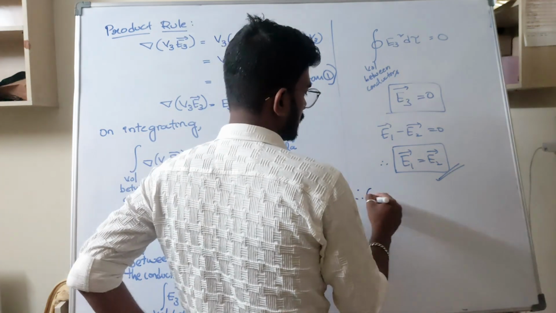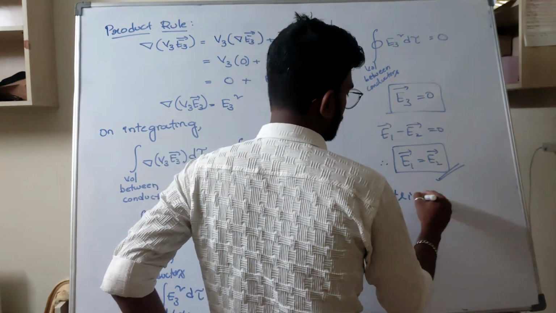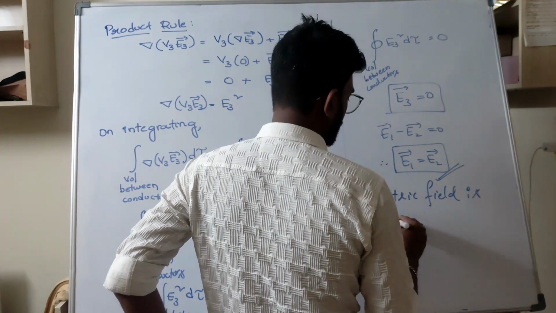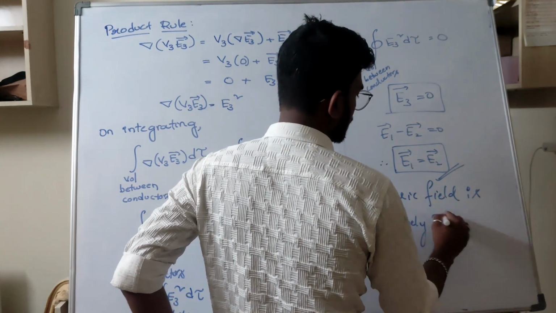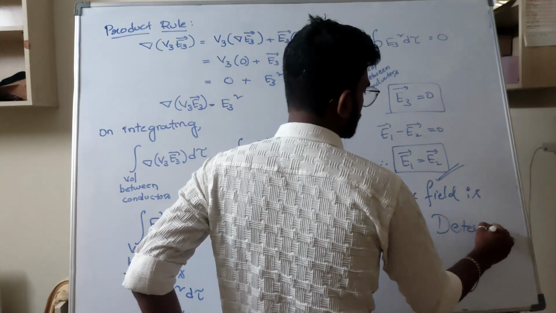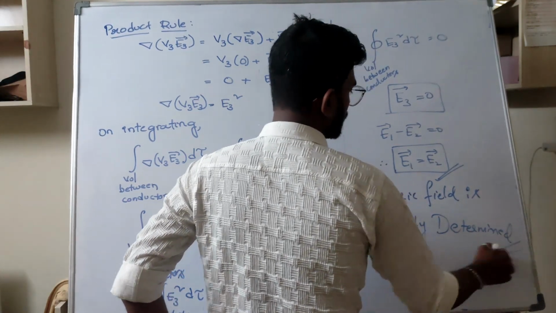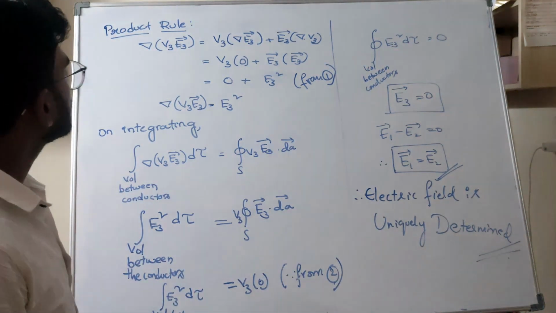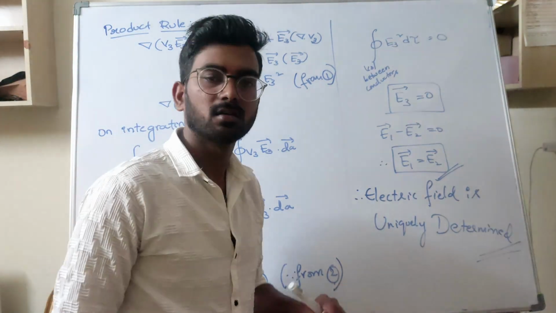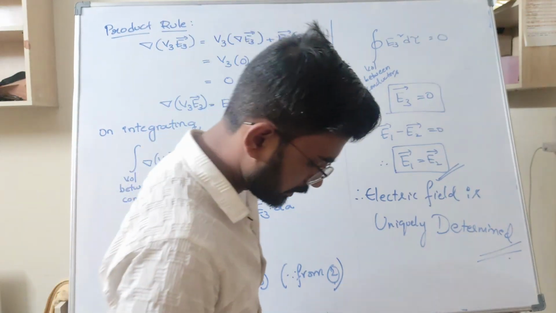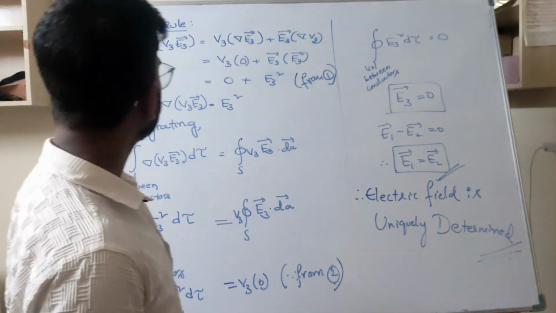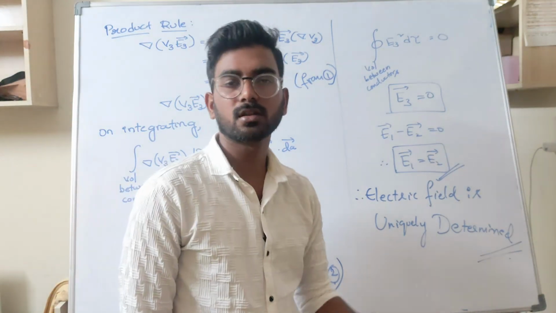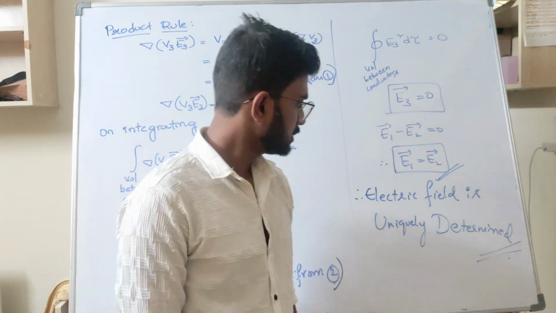Therefore the electric field is uniquely determined. This is the complete derivation. I hope you understood. If you have any doubts, comment and I will answer those questions. I have told the statement and the derivation and proof for uniqueness theorem 2. Thank you.